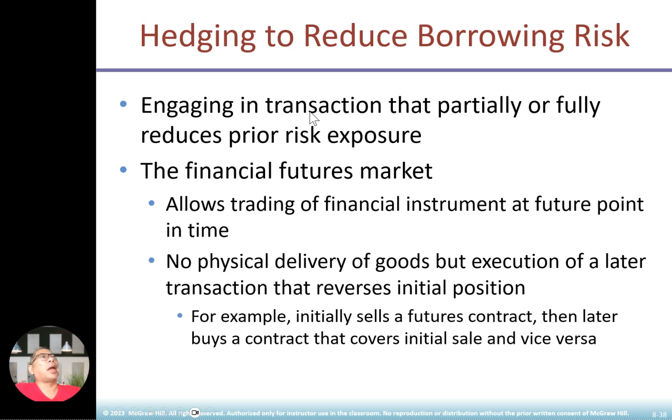Hedging reduces borrowing risk by engaging in a transaction that partially or fully reduces prior risk exposure. The financial futures market allows trading of financial instruments at a future point in time, with no physical delivery of goods, but execution of a later transaction that reverses the initial position. For example, initially sell a futures contract, then later buy a contract to cover the initial one, and vice versa. So this is basically in the many commodity markets and the Chicago Stock Exchange. It's been done many times. You buy and sell a contract for the futures.